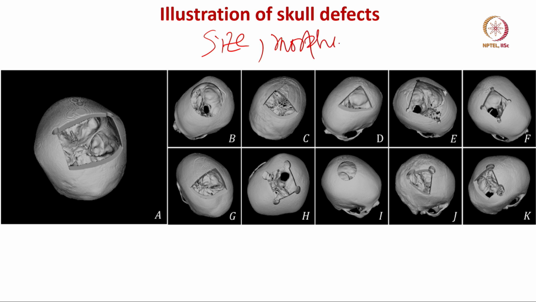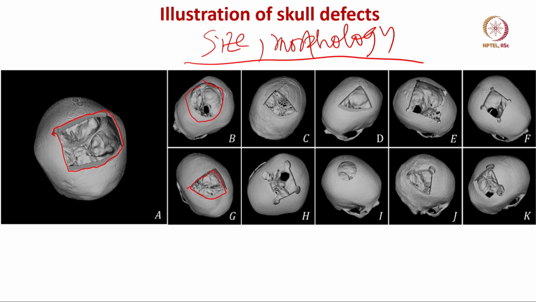and morphology of defects. This is a very deep defect, but it is more or less a rectangular shaped defect. Now, you can have spherical defects, you can have triangular defects, and you can have square type of defects. So, there are different types of defects that are possible.